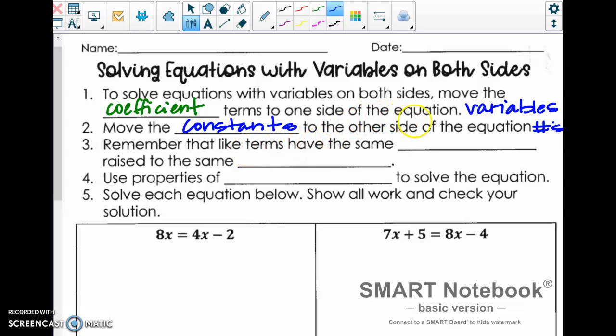Remember that like terms have the same variable raised to the same power. So we know when you're combining 5x and 3x, those can be combined, but 5x and 3x squared cannot be combined because they have a different power. So you would combine like terms and then use properties of equality to solve the equation. That's the addition property, subtraction property, multiplication or division property of equality, which basically is just whatever you do to one side, you have to do to the other to keep it equal, to keep it balanced. And then you solve each equation.